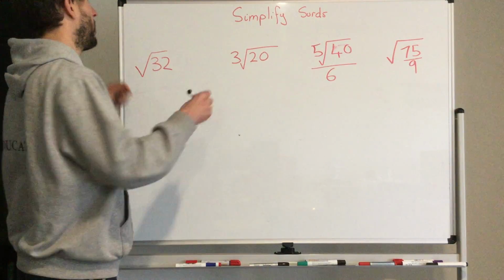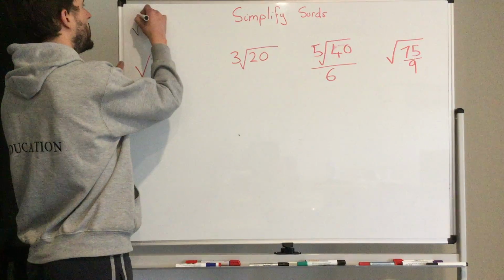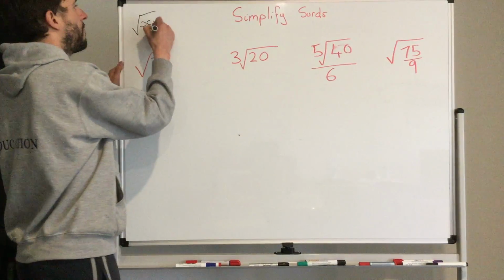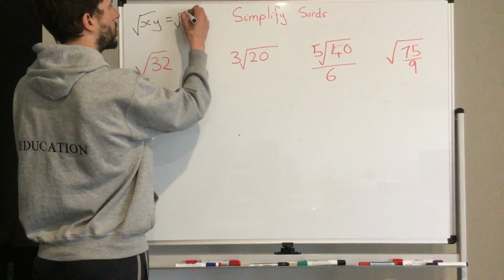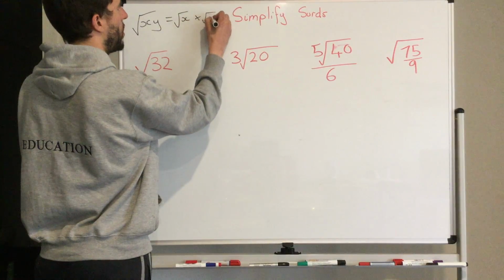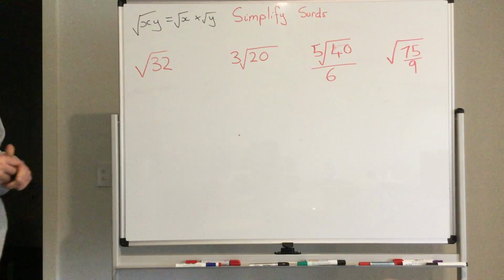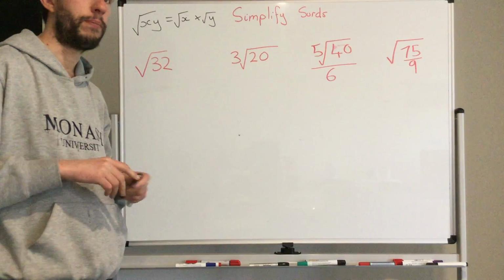The first thing I would like you to think about is our rules. If I've got the square root of x times y, that just means the square root of x times the square root of y. So we can use our factors to help break it down.